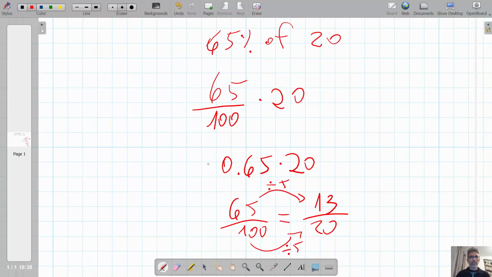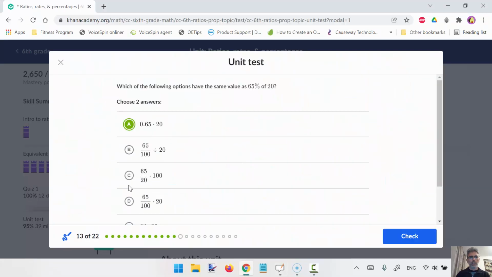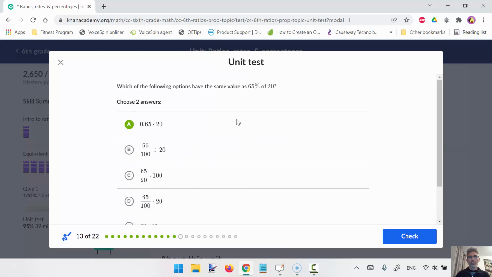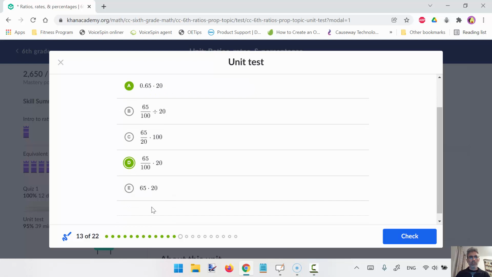Let's see. 0.65 times 20. Okay, so this is correct. This is not correct because it's not divided by 20. No, this is not the correct fraction. 6,500 times 20. Okay, so these are the 2 correct ones, and this is not correct because this is 65 whole.